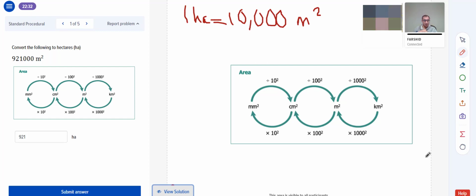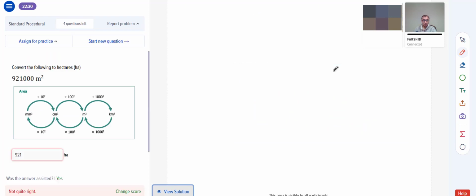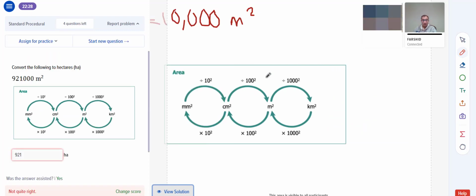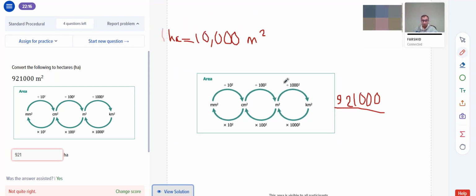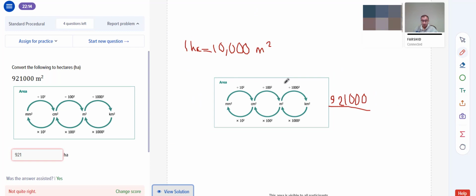Since it's 10 kilometers, oh, okay. Use your time. Don't rush. You have 921,000 square meter, and then you want to convert it to hectare. What does it mean? So from square meter to hectare, you need to divide it by 10,000, isn't it, Adrian?